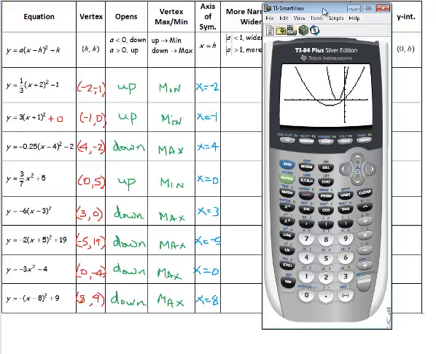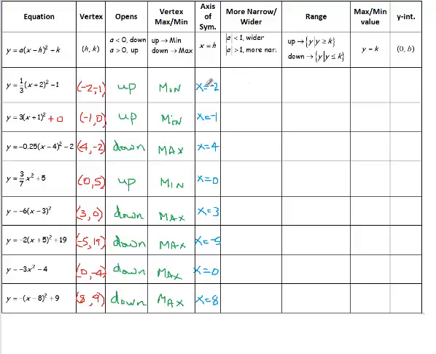But the greater the a value, ignore the negative sign, so the greater the absolute value of a, the more narrow it is. The smaller it gets, the wider it is. Okay? Now, in this one, a is 1/3, which is less than 1. So my answer would be more narrow, or wider here. So this one will be wider. That's how I get that answer.